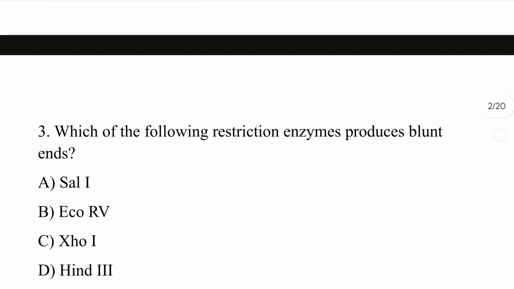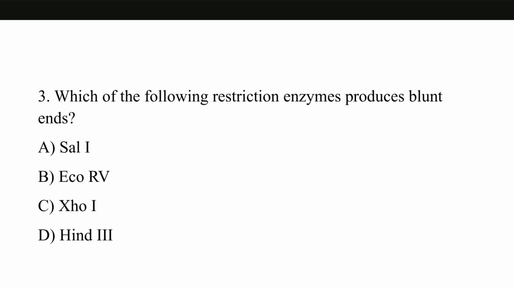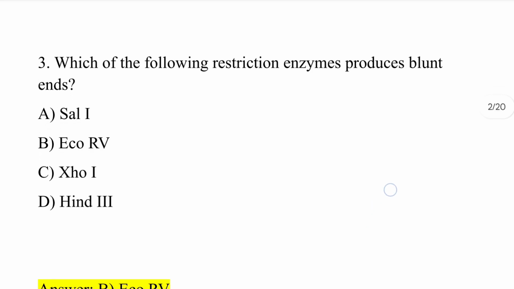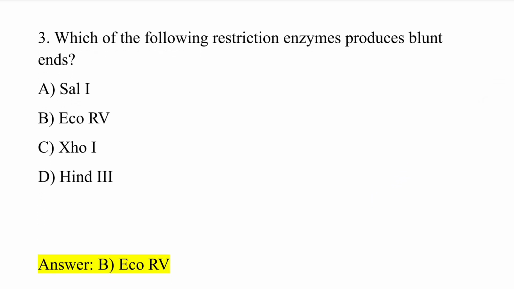Next, third question. Which of the following restriction enzymes produce blunt ends? Option A: SmaI, option B: EcoRV, option C: XhoI, option D: HindIII. The correct answer is option B: EcoRV.